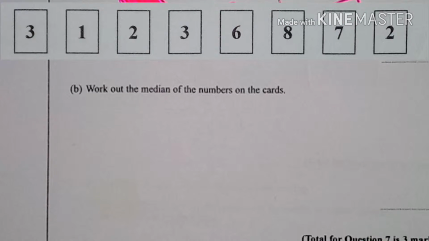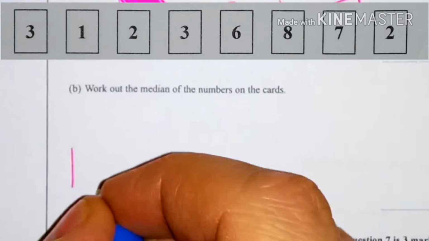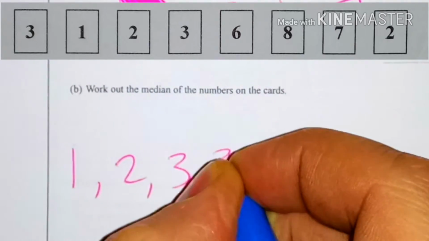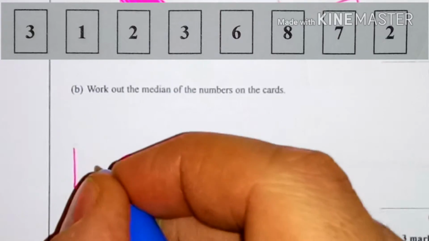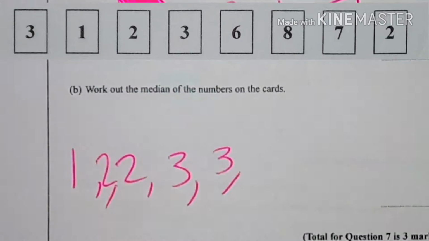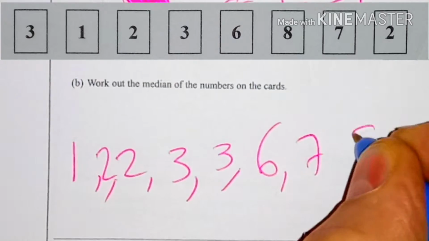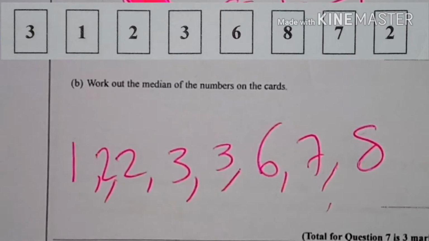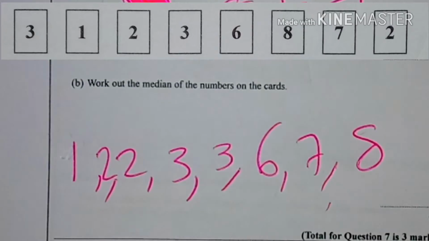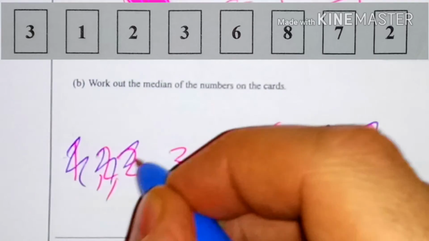Right, next question. Work out the median of all the numbers on the cards. Now the median is a middle number. So if I put it in order, which is 1, 2, 3, 3. There's actually number 2. Six, seven, eight. Now, the easiest way to find the median is if I cross out the first one, and then I cross out the last one, cross out the first, cross out the last, cross out the first, cross out the last. Now I've got a 3 and a 3.